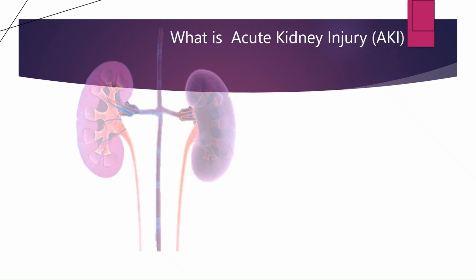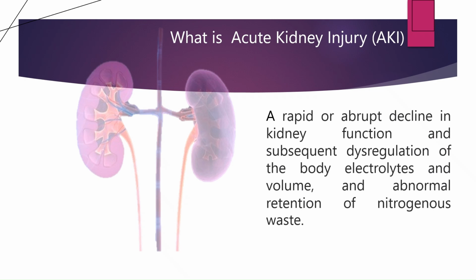Let's define what is an acute kidney injury. This is a rapid or abrupt decline in kidney function and subsequent dysregulation of the body's electrolytes and volume, and abnormal retention of nitrogenous waste.